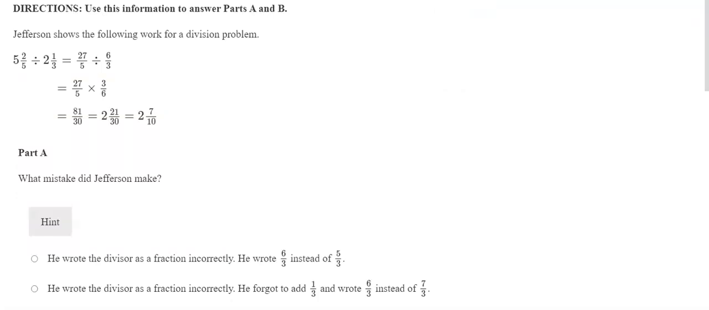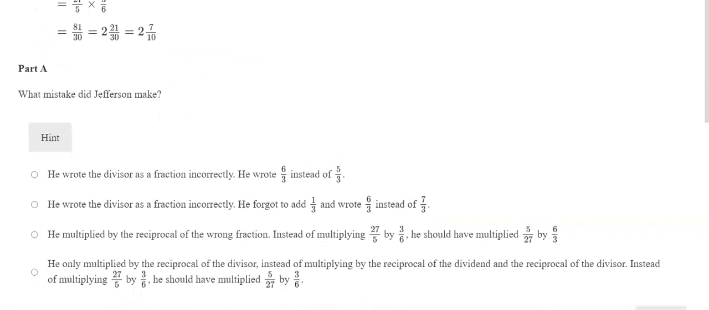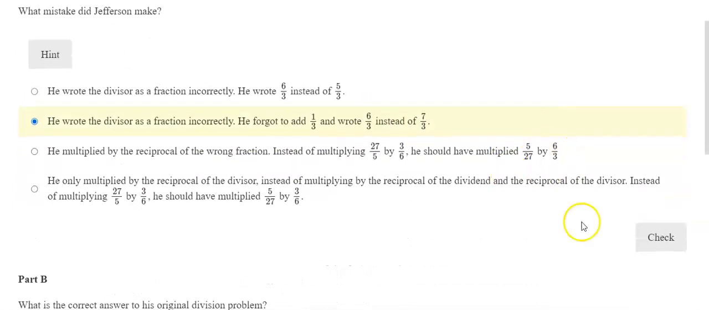Let's look at number 2. Jefferson shows the following work for a division problem. So we changed 5 2/5 into 27 over 5 and 2 1/3 into 6 over 3. Okay, what mistake did Jefferson make? I can tell you he made it right at the beginning because 2 times 3 is 6 plus 1 is 7. So right here, the 6 should have been a 7. So it's this one right here.